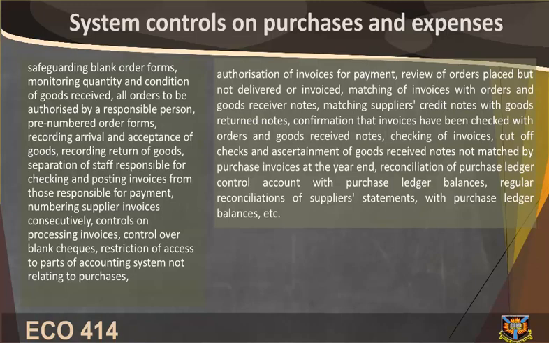Matching of invoices with orders and goods received notes. Matching suppliers' credit notes with goods returned notes. Confirmation that invoices have been checked with orders and goods received notes. Checking of invoices. Cut-off checks and ascertainment of goods received notes not matched by purchase invoices at the year end. Reconciliation of purchase ledger control account with purchase ledger balances. Regular reconciliations of suppliers' statements with purchase ledger balances, and so on.